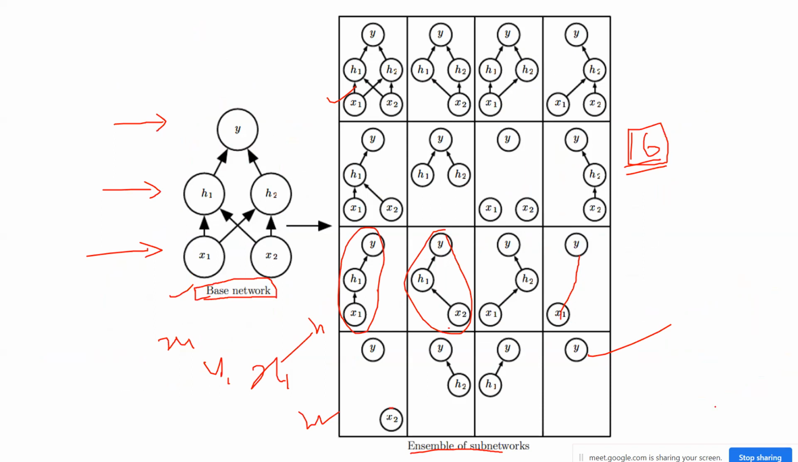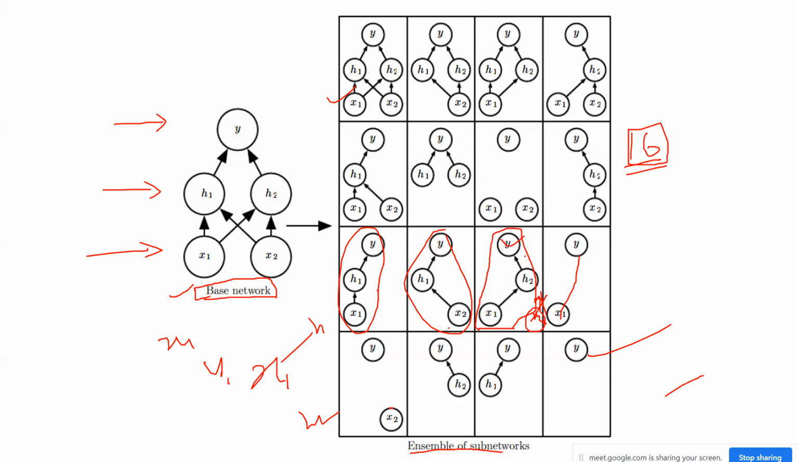Here, consider this network is formed by dropping the x2 unit output. So the x2 unit output is not considered here. We are removing this from the network so that the subnetwork forms like this. This gives the prediction, that means the predicted output value. With this predicted output value, we compare with the actual output and then identify the error.